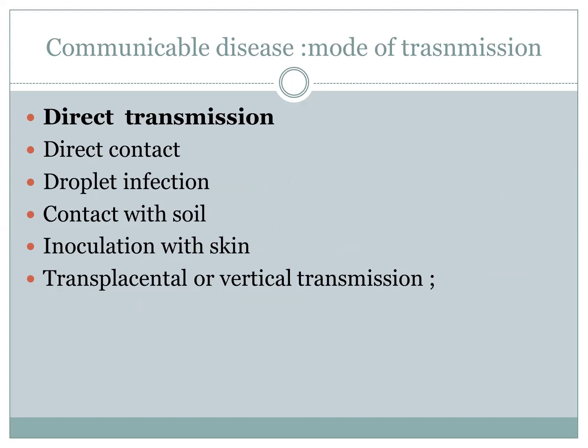Then contact with soil. The earthworm is transmitted through contact with soil. Then inoculation with skin. For example, a rabid dog bites, then the rabies virus is inoculated in the skin. Then transplacental or vertical transmission, which is transmitted from mother to baby during pregnancy.